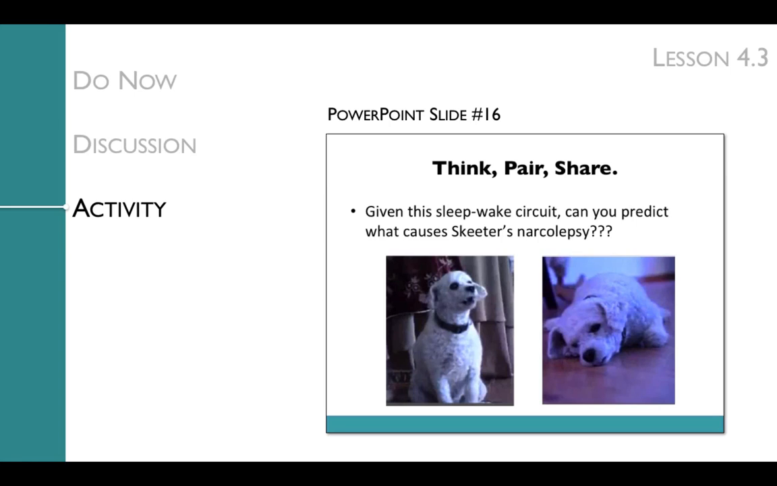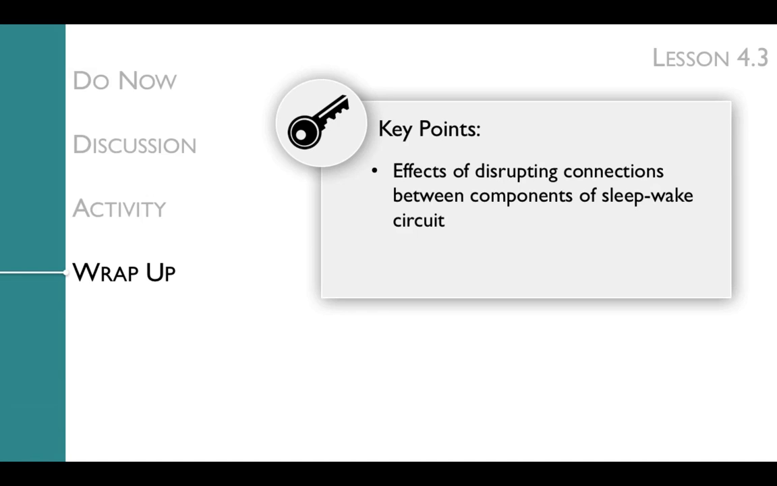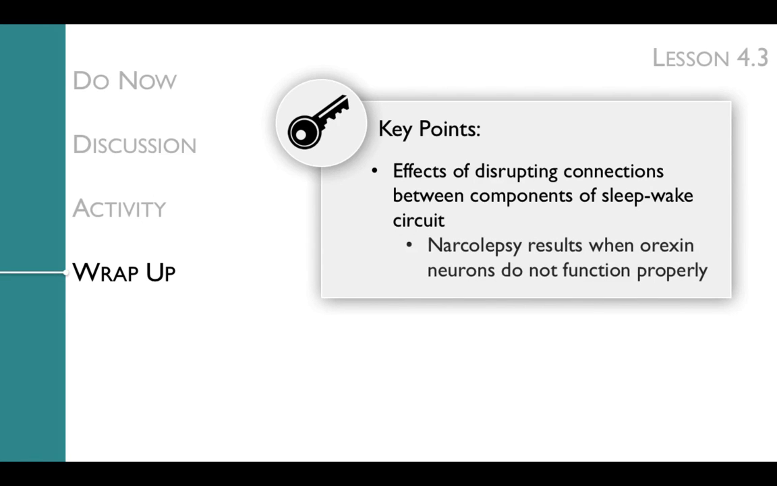You'll have the students work in small groups to determine what might be wrong in Skeeter's sleep-wake circuit and have them present their ideas to the class. The key points of the wrap-up: the effects of disrupting connections between the components of the sleep-wake circuit, and again, that narcolepsy results when orexin neurons do not function properly.